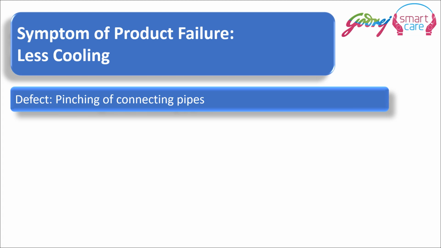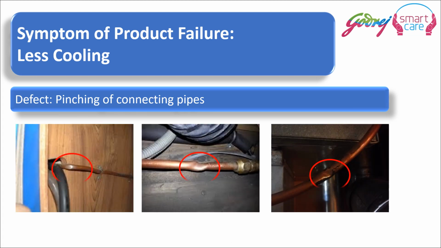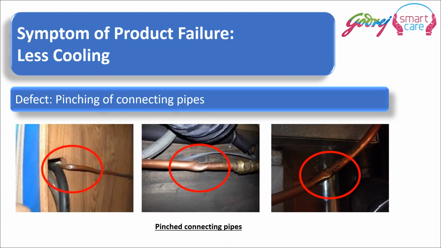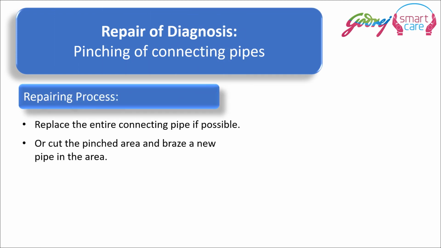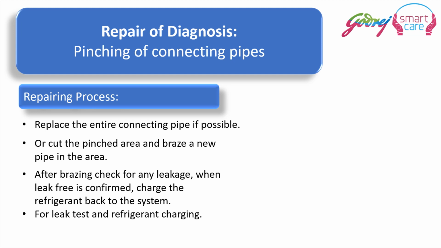We check for pinching of the connecting pipe. We have to replace the entire connecting pipe if possible, or cut the pinched areas and braze a new pipe in the area. After brazing, we have to check for any leakages, and once leak-free is confirmed, we have to charge the refrigerant back into the system.